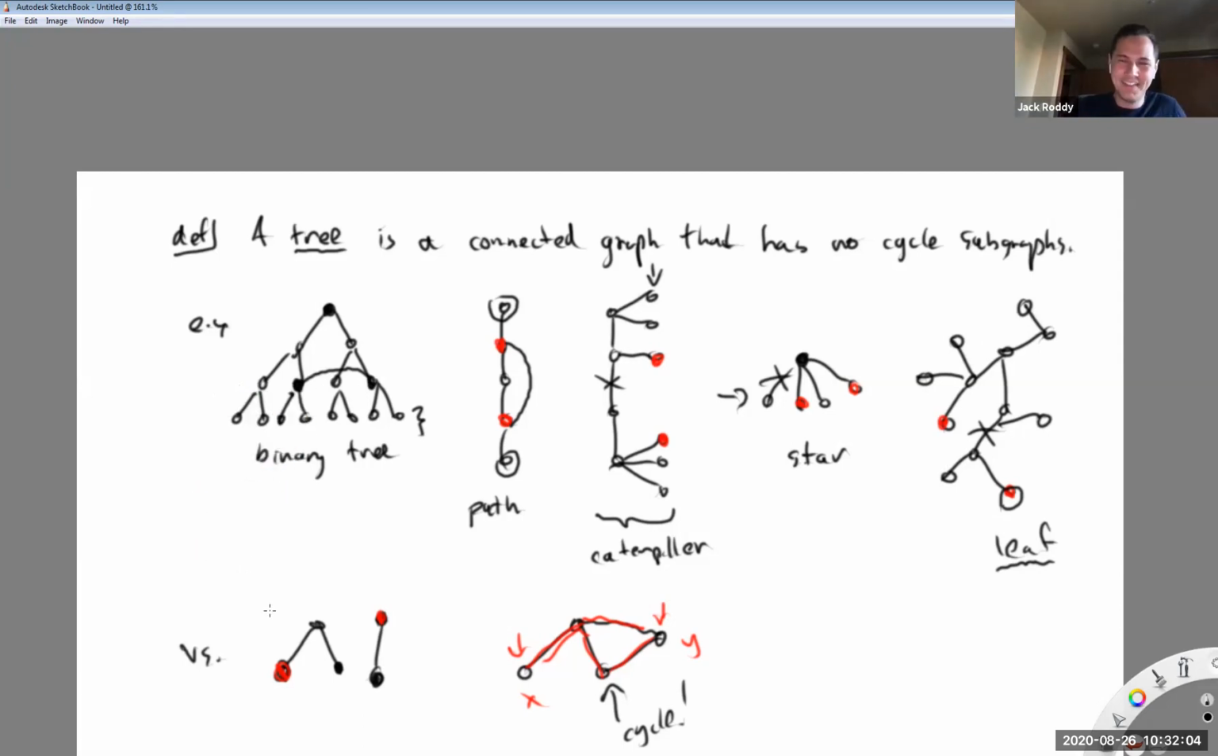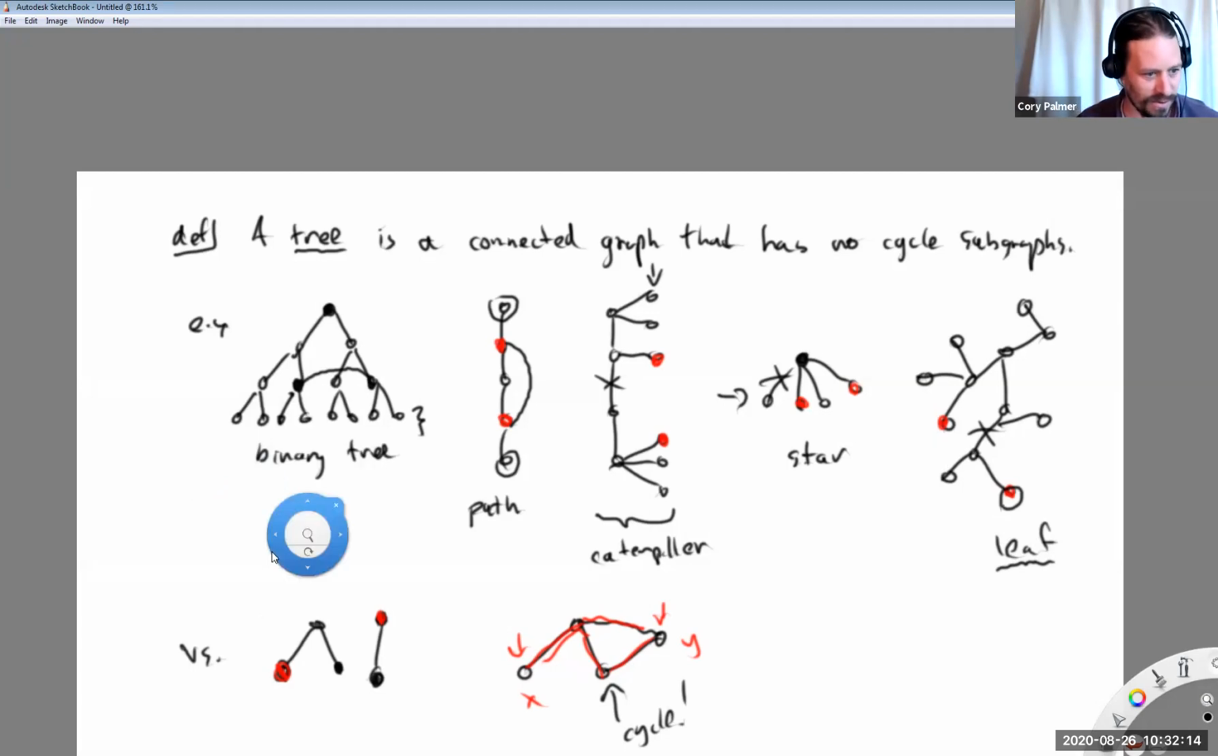So, yeah, but those are the leaves, the vertices of degree 1. And now I can't, this interface is a little annoying. I can't do what I want to do every time. But all right, that's fine.